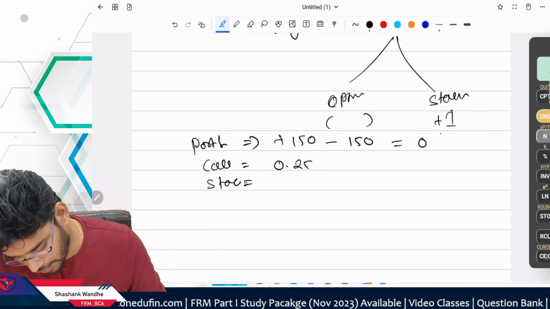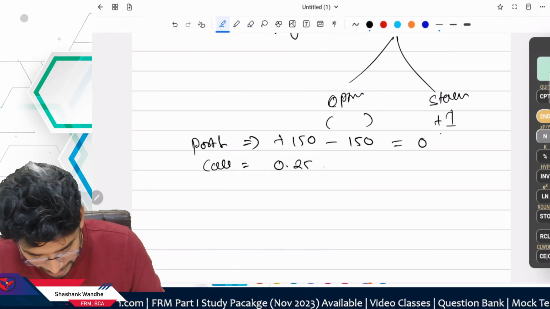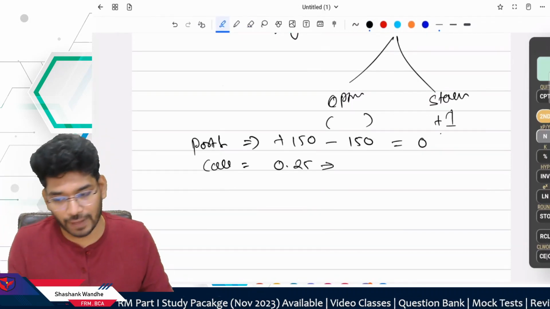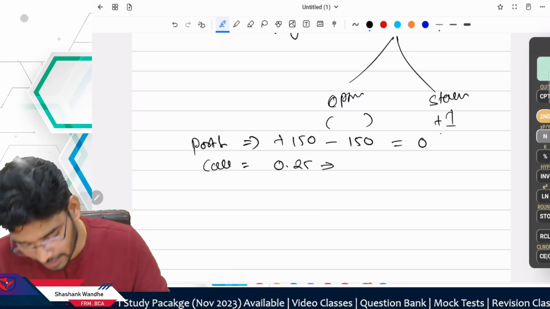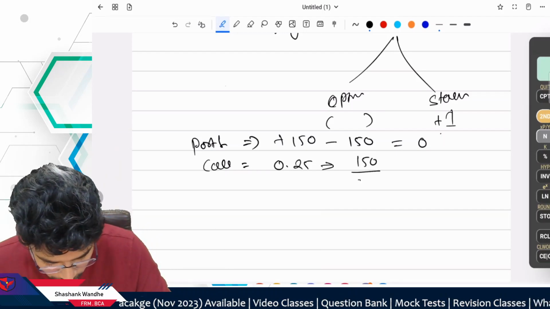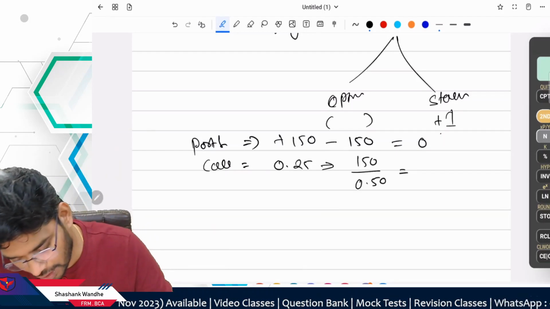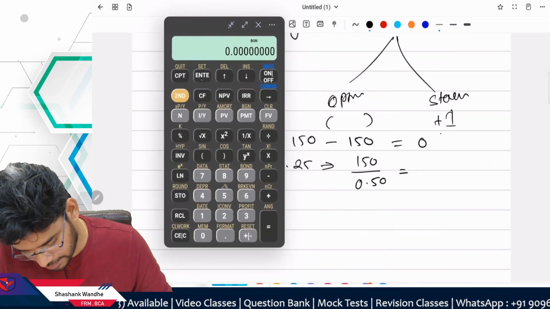So how to bring this -150? If we decide to go with this 0.25 as the call option's delta, first of all, calculate the number of call options you will need. The total number of call options you will need is, I guess, 600.